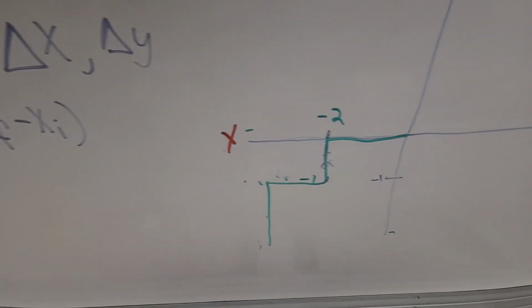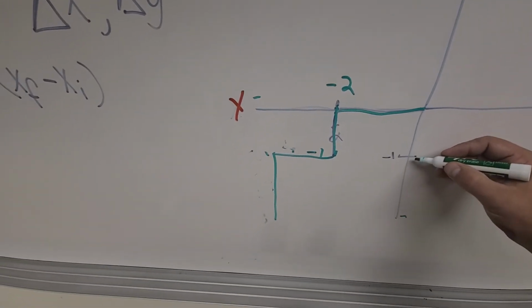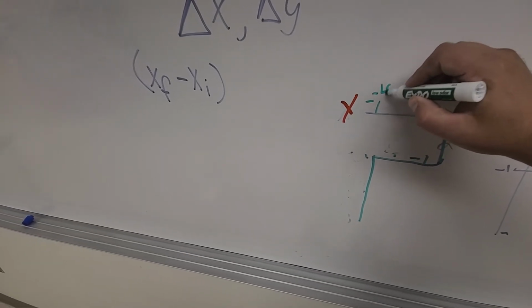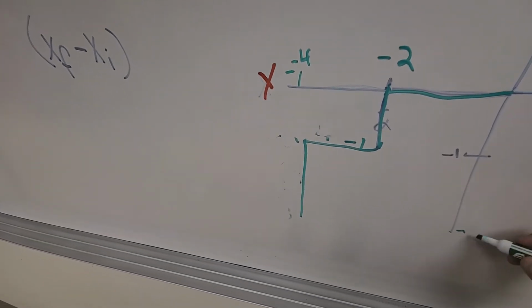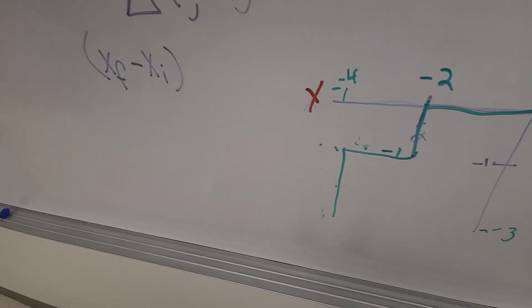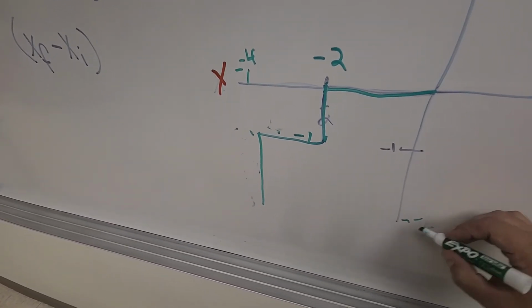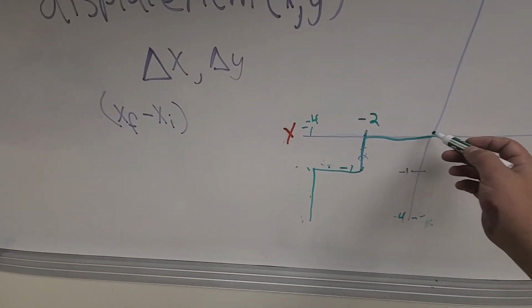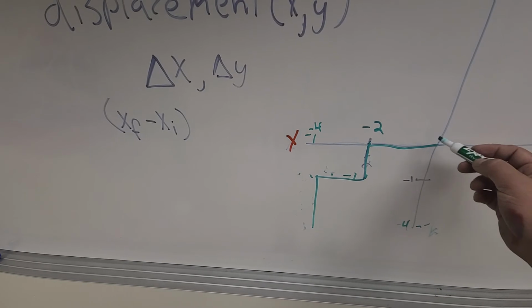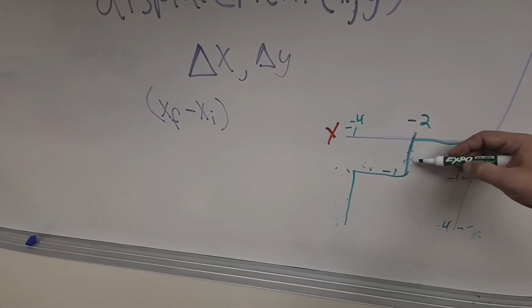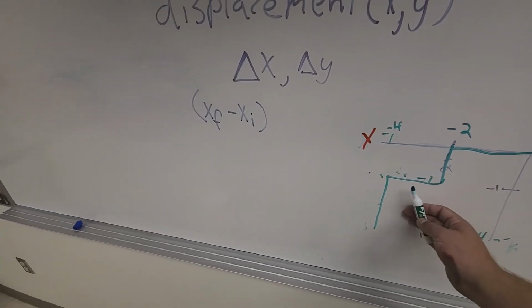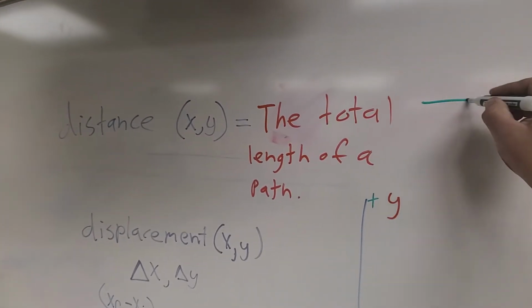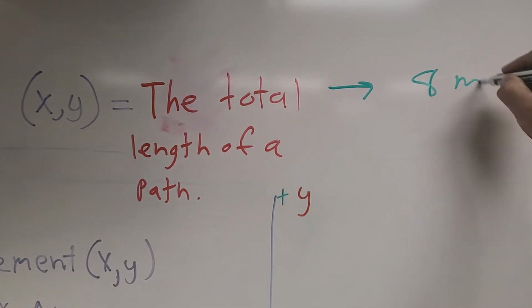I should really just keep track of it this way, right? 2 this way, down this way, 2 more this way, so that would be negative 4, and then down negative 3. All right, so what is our total distance that we traveled? Well, 2, 3, 4, 5, 6, 7, 8. So if I wanted to know distance, I'll write it over here, it is 8 meters.